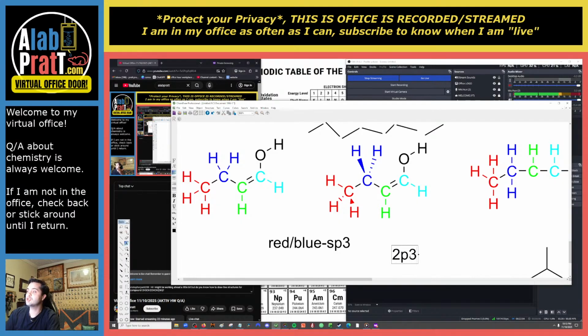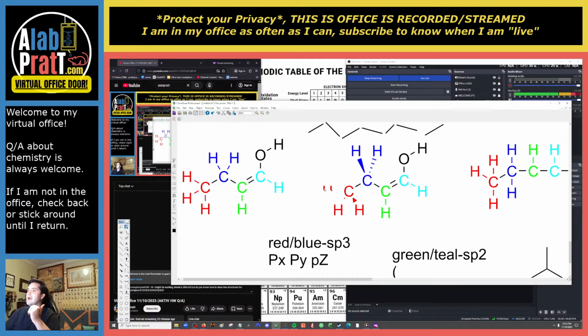So sp2 molecules, so green and teal, are sp2 molecules. And again, remind yourself what's so important in my opinion is that when we say sp3, we are saying there is X, there is Y, and there is Z. Part of your structure should then indicate things that are Z, things that are Y, and things that are X.